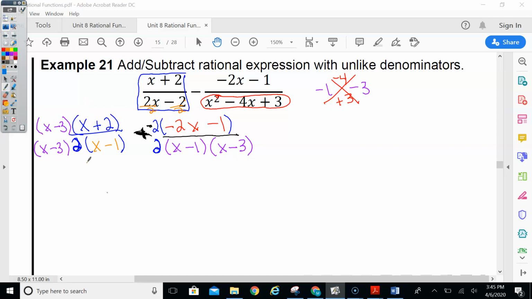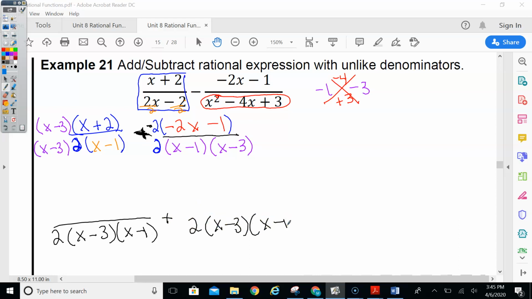So the common denominator between both of them is going to be 2x minus 3, x minus 1. And then I'm adding now 2x minus 3, x minus 1. So now I need to distribute. Let's distribute this one over here first. Negative 2 and negative 2x makes a positive 4x. Negative 2 and negative 1 makes a positive 2.